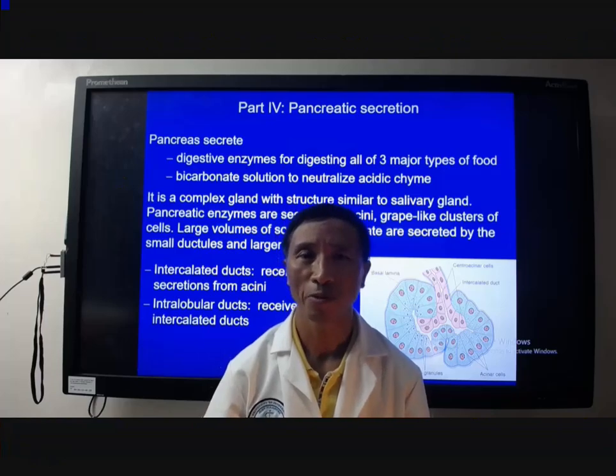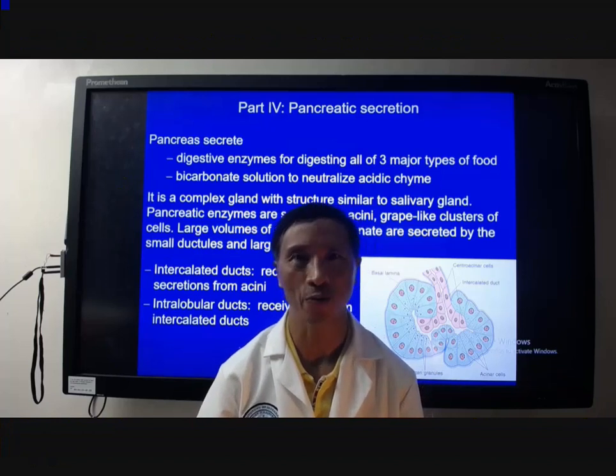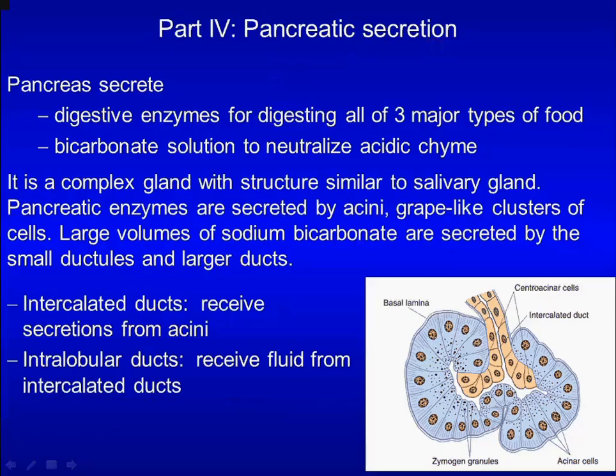Now, let's move to part 4. We will look at pancreatic secretion. The pancreas secretes digestive enzymes for digesting all the 3 major types of food, and a bicarbonate solution to neutralize acidic chyme. The pancreas is a complex gland with structure similar to salivary gland.